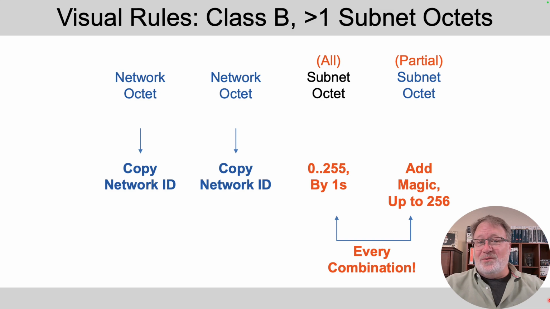For this third example, with the Class B network, with a mask that makes the third and fourth octets subnet octets, we won't have any host octets. We'll have 2 network octets where we just copy the network ID. And we'll take that same approach in the 2 subnet octets where we count by the magic number in the rightmost of those, and we create blocks with a value of 0 through 255 in the leftmost of those subnet octets.